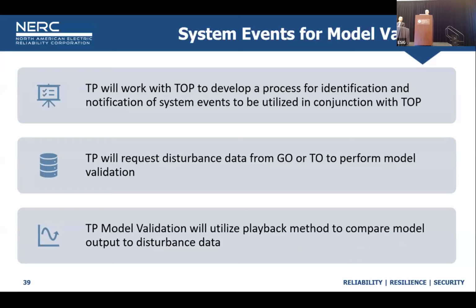Okay, and then the final topic here is system events for model validation. I talked to you a little bit about that earlier with the conceptual view, but this is really saying the transmission planner, working with the TOP, develops that process. What does it look like? What events am I looking for? How am I supposed to communicate, and how quickly do I communicate to the TP? You also have to account for the time that the GO still has that data according to PRC-028. So the TP will request this disturbance data from the GO or TO to perform that model validation. Once they receive that data, they're going to use something like a playback method to compare that model output to the disturbance data for that validation piece.